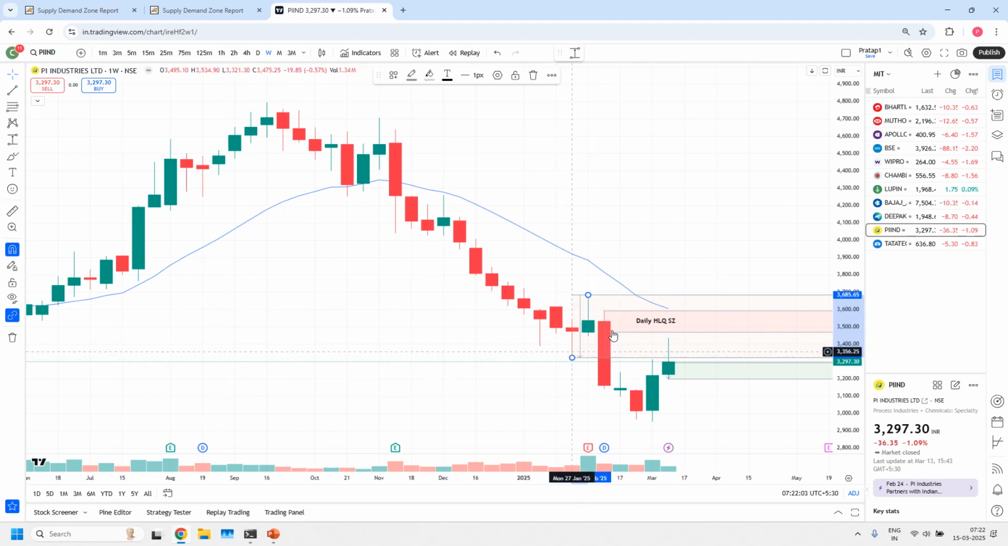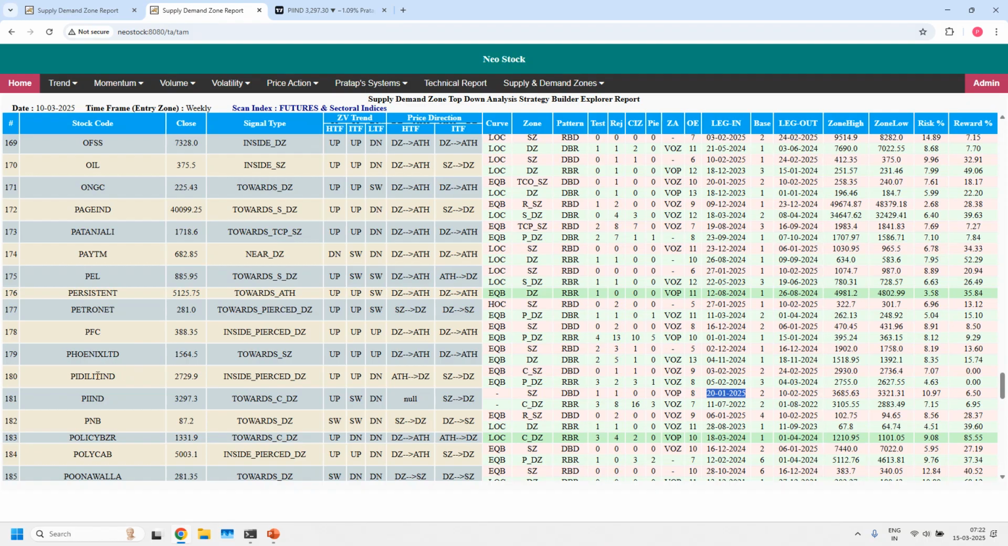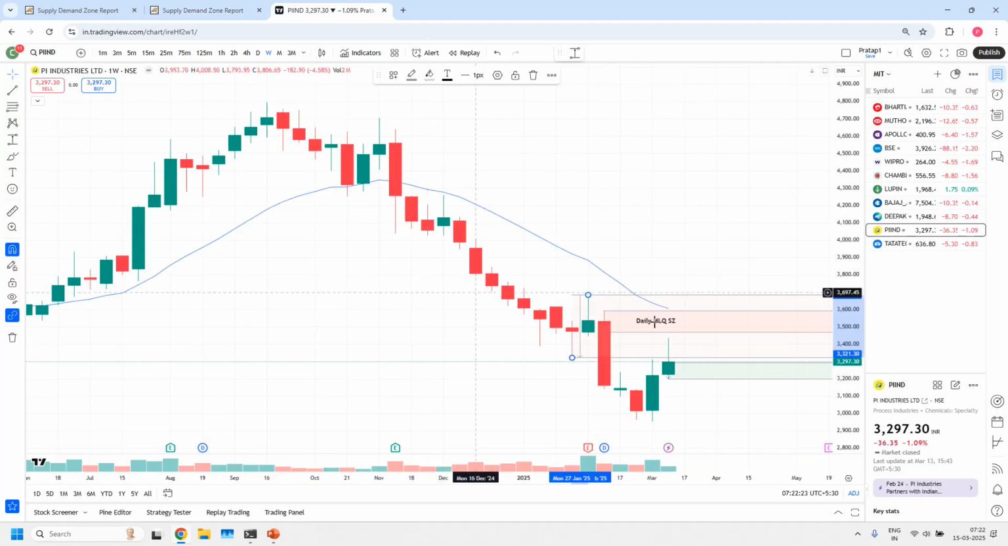See, this is the weekly zone. Inside the weekly we have a daily zone, and the EMA confluence is also there, weekly EMA confluence. What is the weekly trend for PI Industries? The weekly trend is a downtrend. Because it is a downtrend, this should be filtered as a high probability trade setup.